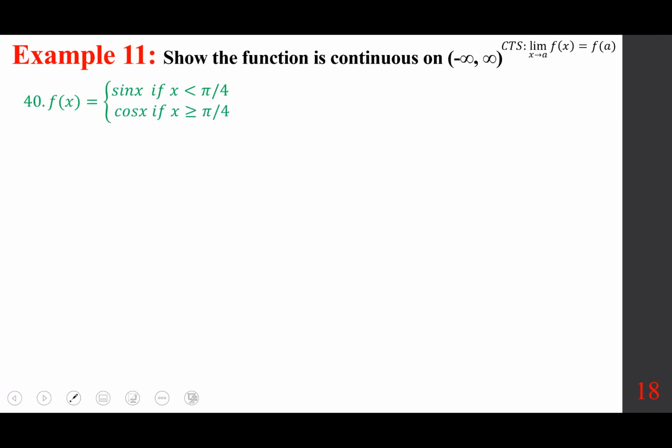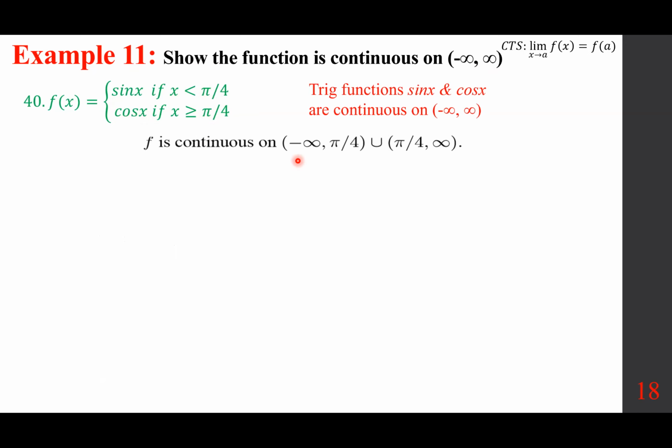F of x is sine x if x is less than pi over 4, and cosine x if it's larger than or equal to pi over 4. So we want to show the function is continuous from negative to positive infinity. I hope you know that sine and cosine, each one is continuous from negative to positive infinity. Therefore, this function is continuous everywhere except we have to check the endpoint at pi over 4. We are not too sure.